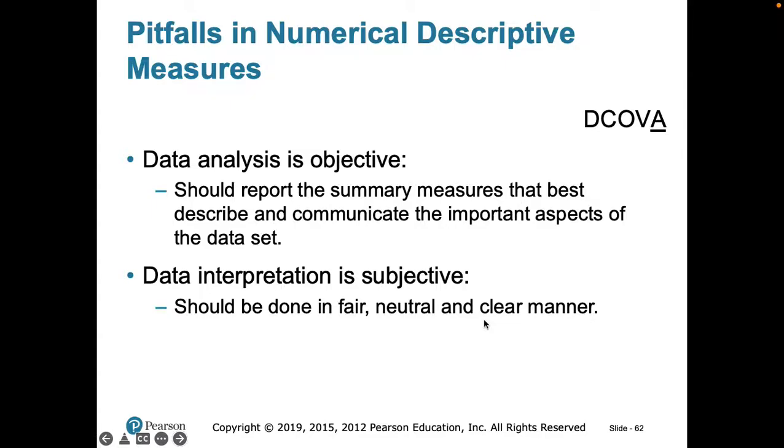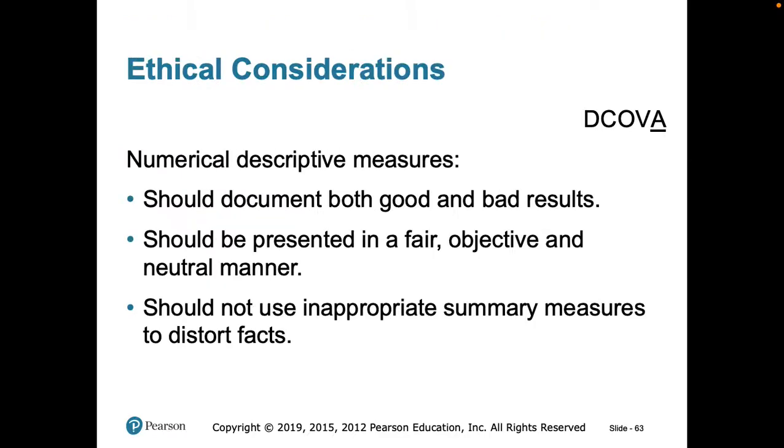A couple of things you need to keep in mind. Some of the pitfalls when talking about numerical descriptive measures: data analysis is subjective. You should report the summary measures that best describe and communicate important aspects of the data set. And finally, data interpretation is subjective, right? It should be done in a fair, neutral, and clear manner. A lot of the time you have this data, and then the people who interpret it are not being objective. I do see a lot, especially in politics, people say, hey, we have this, and this is what it means. Because you are being subjective, you're just telling us what you mean. So that's something you need to keep in mind.